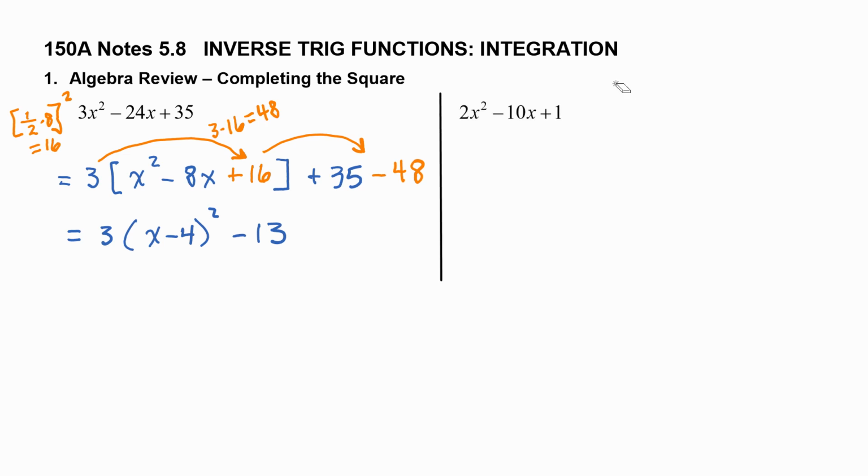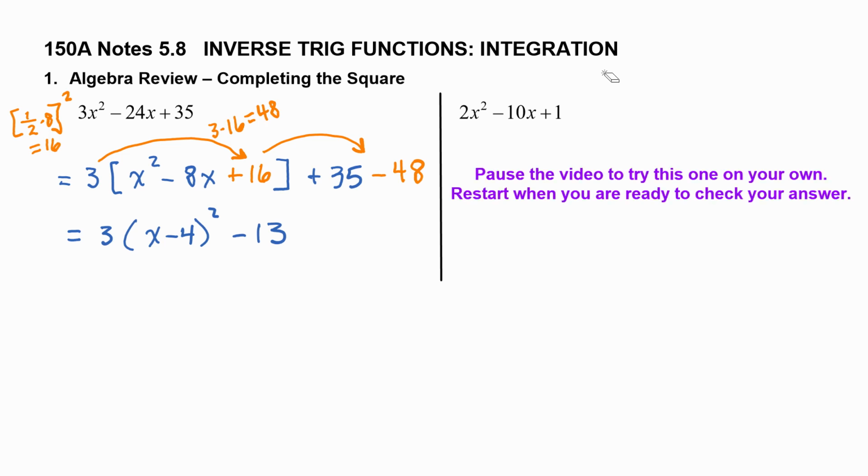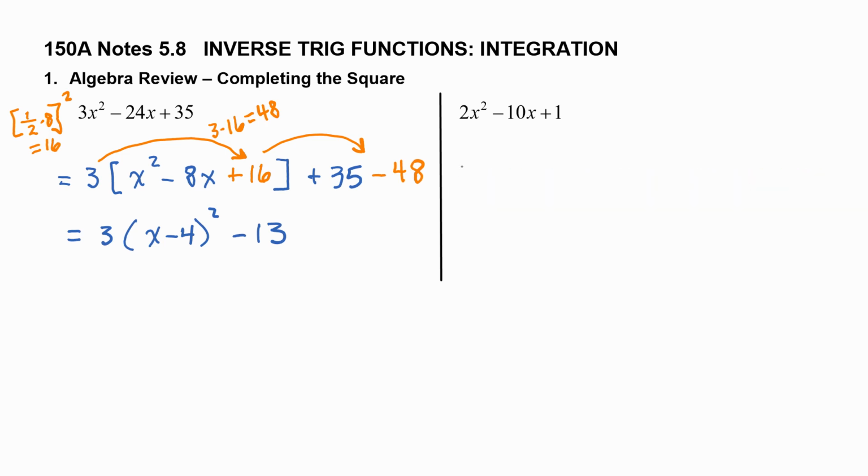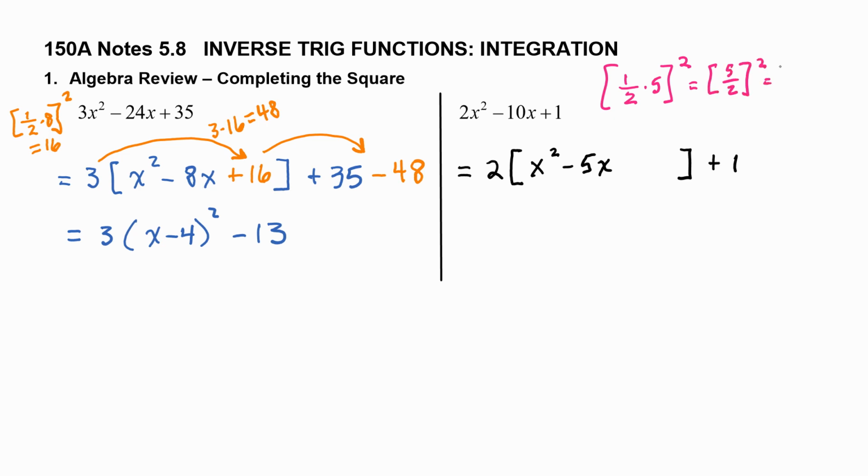So pause the video and try this one on your own where you complete the square on this expression. Then restart when you're ready to check your answer. Here we would factor out a 2 from the x terms and have x squared minus 5x, leave a little space, and put the plus 1. We need to take half of 5 and then square it. So that's going to be 5 halves squared, which is 25 over 4.